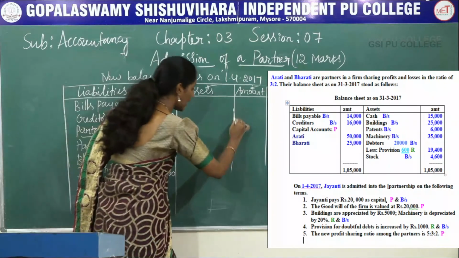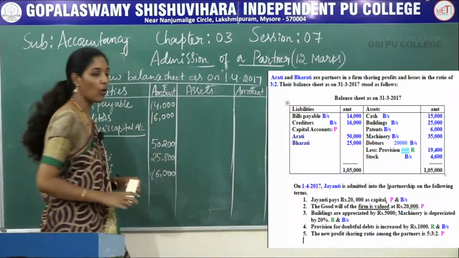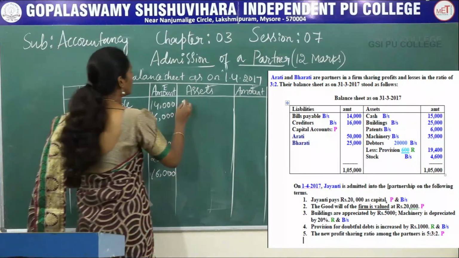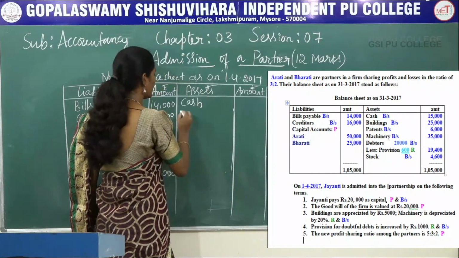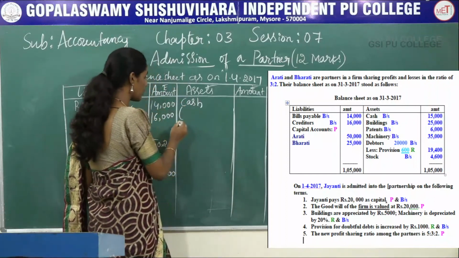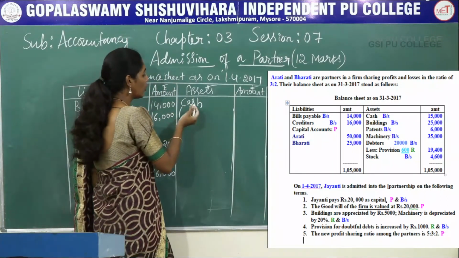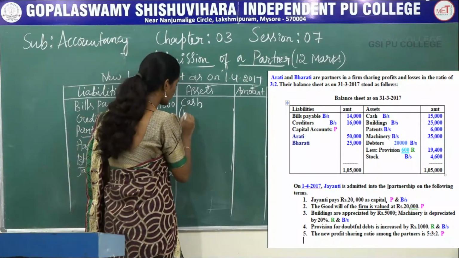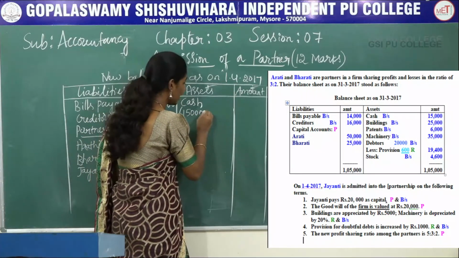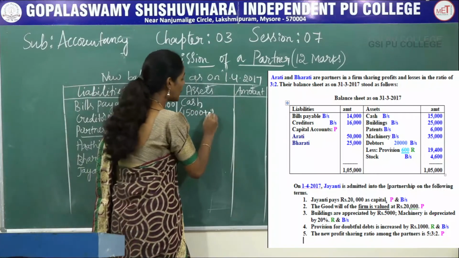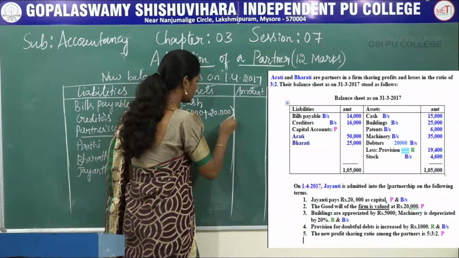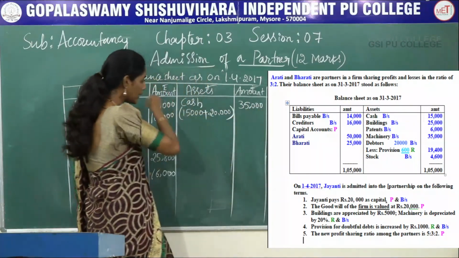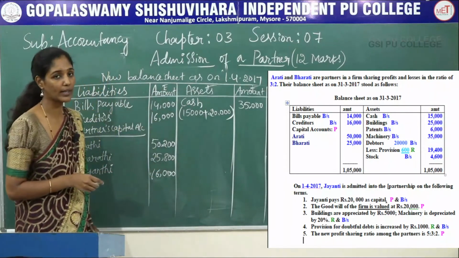Then come to the asset side. In your old balance sheet, the first item is cash. So first you should record cash. While recording the cash amount, you should consider old cash plus new partner capital. Old cash here is 15,000 plus new partner capital amount 20,000. Then the total of new cash in the new balance sheet is rupees 35,000.